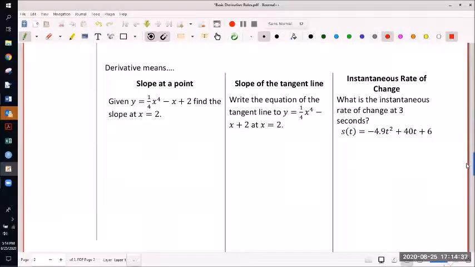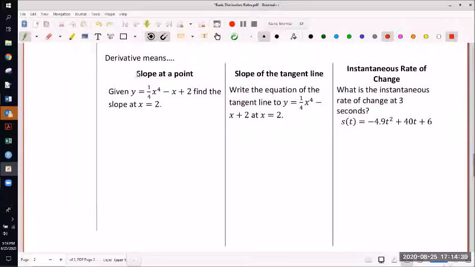So remember that the derivative means the slope. It's the slope of a tangent line to a curve at a point. So if we're given this curve, this is a fourth degree polynomial, we want to find the slope of the tangent line at x equals 2, the instantaneous rate of change of this fourth degree polynomial at x equals 2.